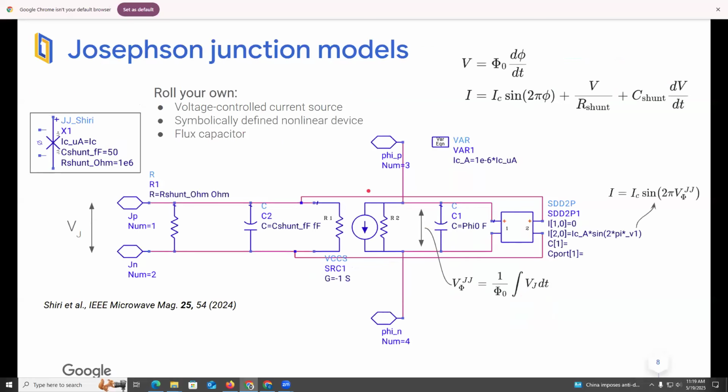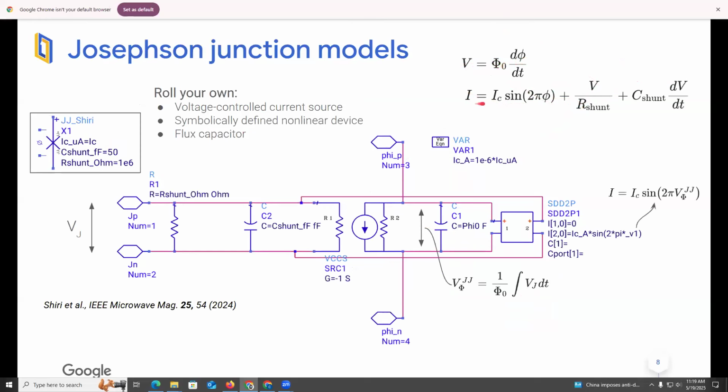All right, so let's talk about how to build a junction. We're going to make a model for a Josephson junction. A Josephson junction basically is described by these two differential equations. The first equation is basically saying the voltage is the time derivative of the flux, or the phase in that case.